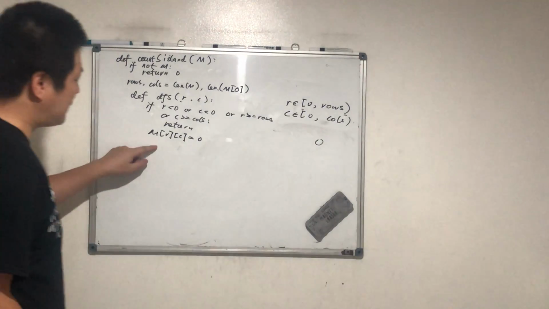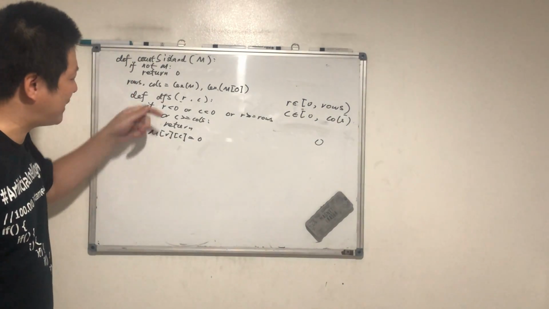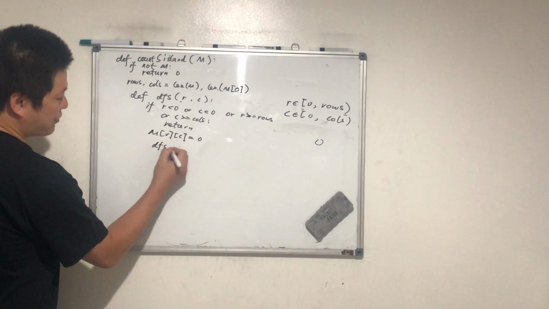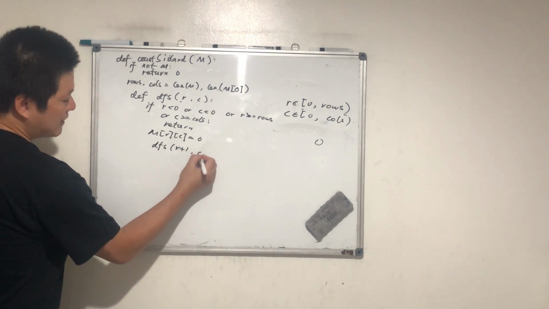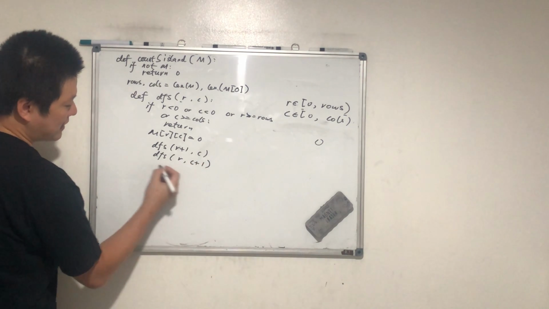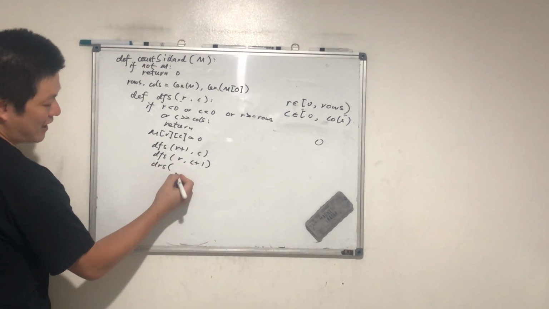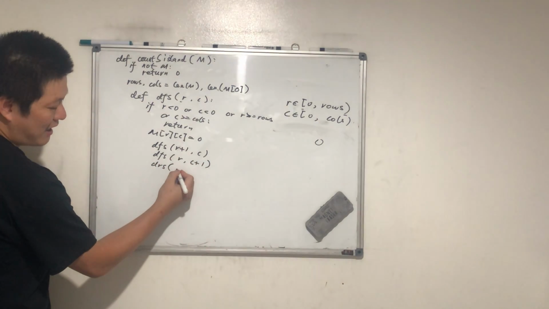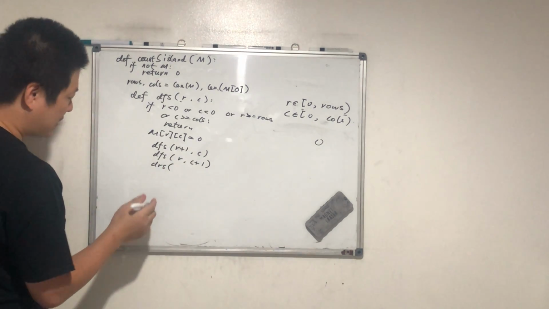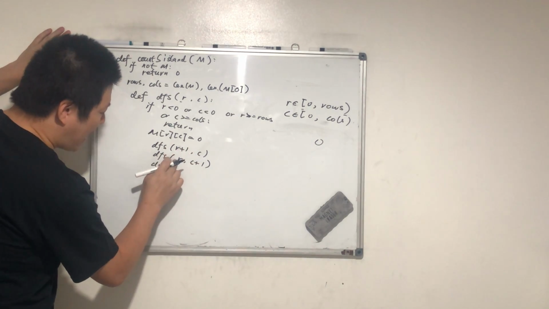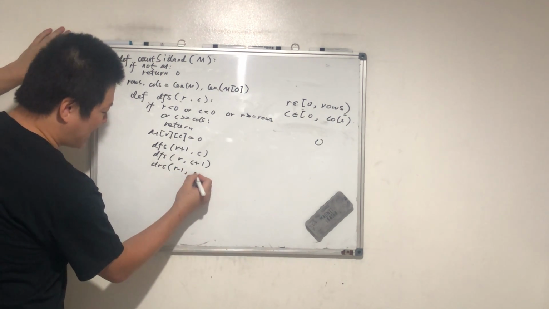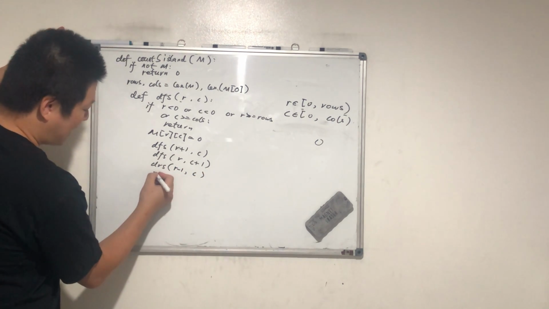Okay, so now at this point, what should we do? We need to do the depth first search in 4 directions, right? Can you tell me? Depth first search R plus 1, C. Depth first search R, C plus 1. Can you tell me what's next? R minus 1, C.